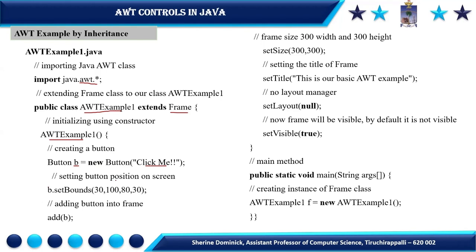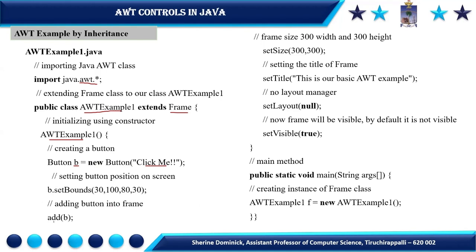Now setting the position on the screen. For this button, I'm setting b.setBounds(30, 100, 80, 30), which are nothing but the coordinates on the screen at which the button is going to be placed. So adding button into a frame.